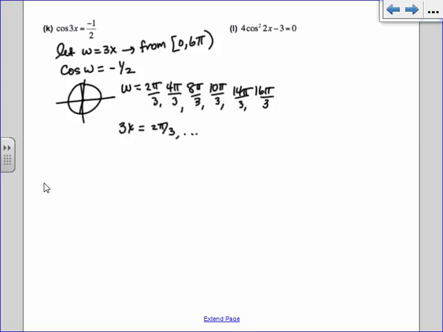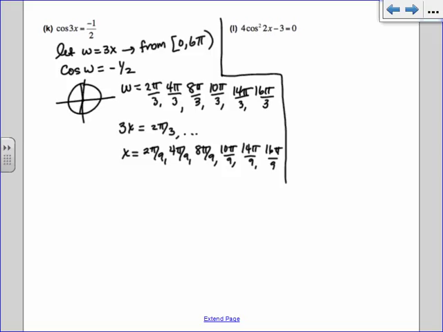Now we need to solve for x. So we're dividing every single answer by 3. In other words, we're multiplying all of the numbers by 1/3. So I get x equals 2 pi over 3 times 1/3 is 2 pi over 9. And then 4 pi over 9, 8 pi over 9, 10 pi over 9, 14 pi over 9, and 16 pi over 9. And if you did it correctly, all of those answers should be within 0 to 2 pi. Okay, that's how you know that you did it correctly. Good?